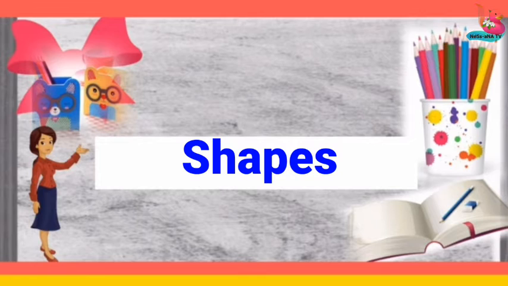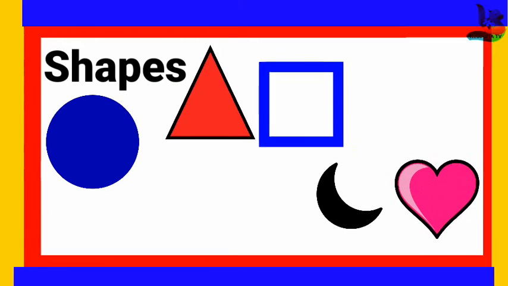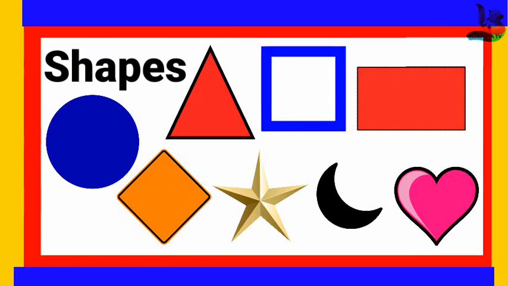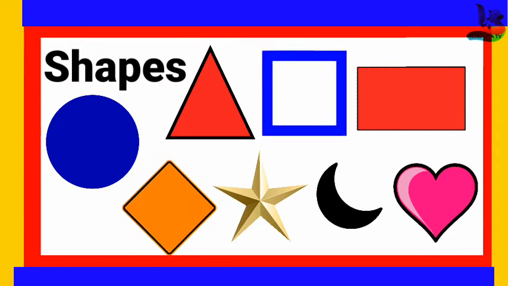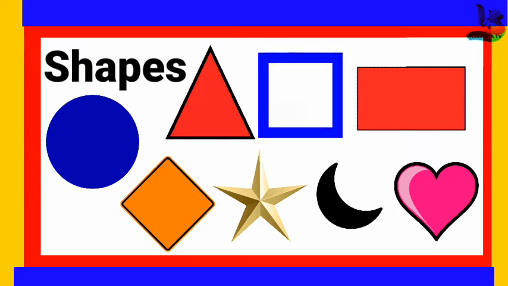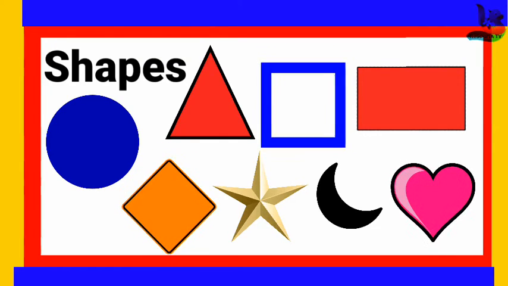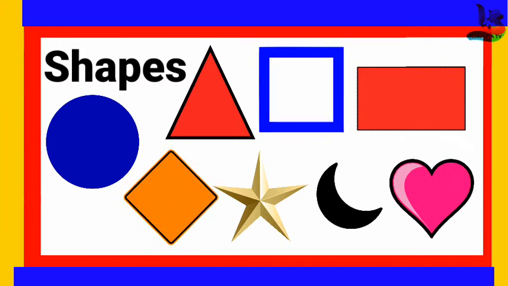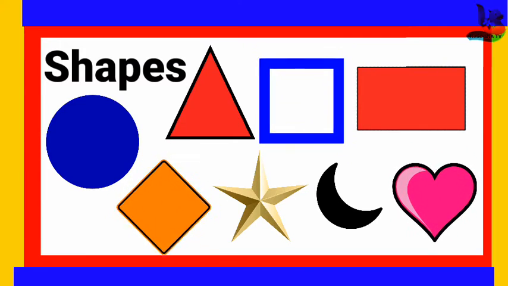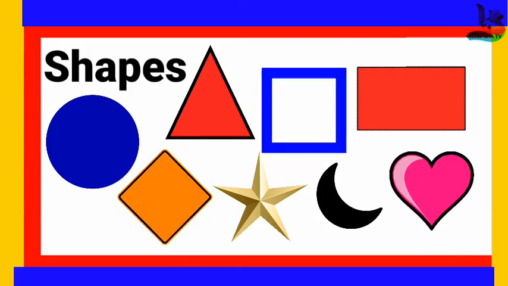Today we are going to be talking about the different types of shapes that we have. We are going to be talking about the different types of shape and then objects that have those shapes. Shapes. Can you say that? Again, shapes.